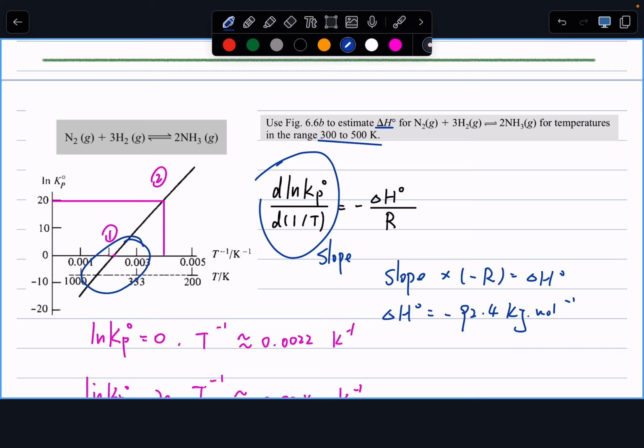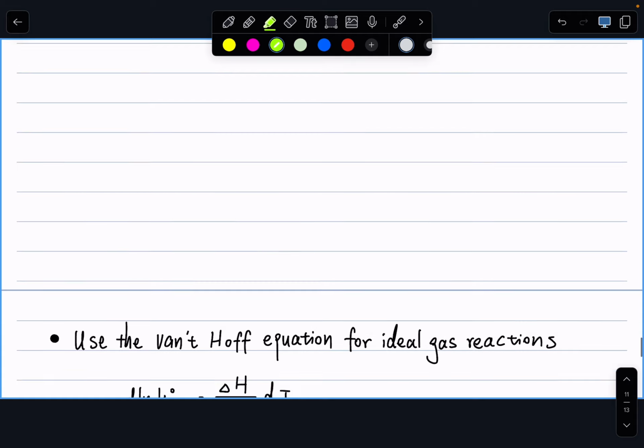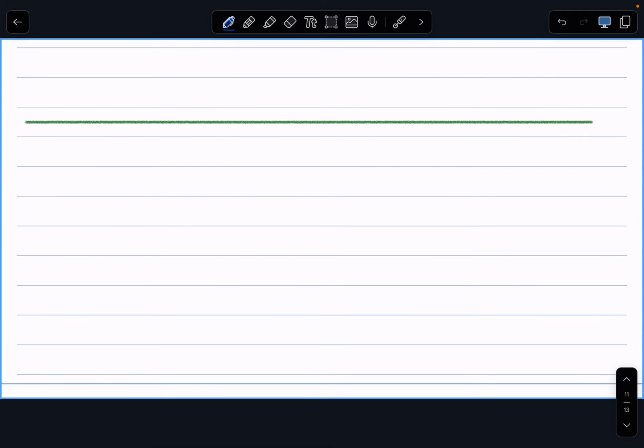So from here, I want to spend a little bit more time on this equation here, which is our ammonia formation reaction. So the way to put it is we're going to go over one of the plots that's shown in your textbook and try to get an idea. Let me just make some space here.